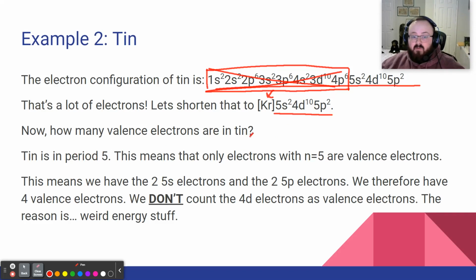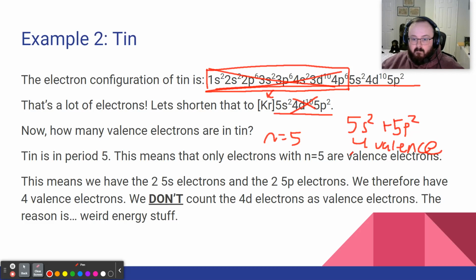Tin is in period 5. And if we go back a few slides, I could show that. It is in period 5, so we only care about n equals 5 valence electrons. We don't care about the 4d10. We have 5s2 plus 5p2. That gives us 4 valence electrons. We don't care about this 4d10 because tin is in the 5th period. We only care about the s and the p electrons.